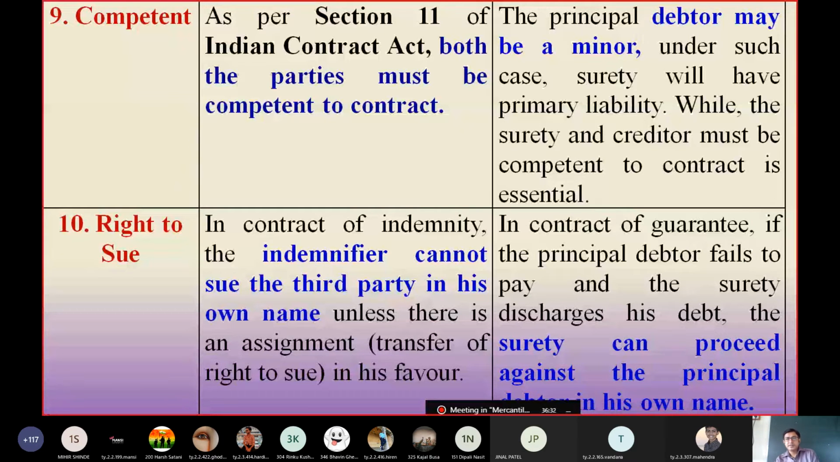What about a guarantee contract, sir? The principal debtor may be a minor. We have seen this in the essentials of a guarantee contract. The principal debtor may be a minor, but in such cases, what will the surety have? The surety will have primary liability. He is the only person who is liable in such a case, because a minor cannot create debt contracts. He is not able to have liability. He is not considered mature enough to have liability, because he does not have any source of income in that case.